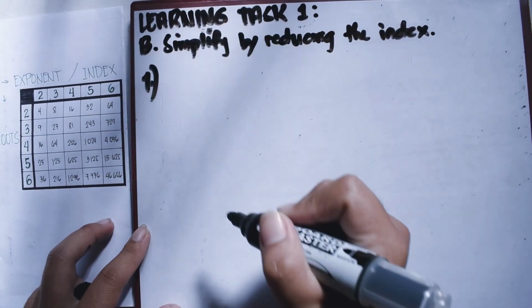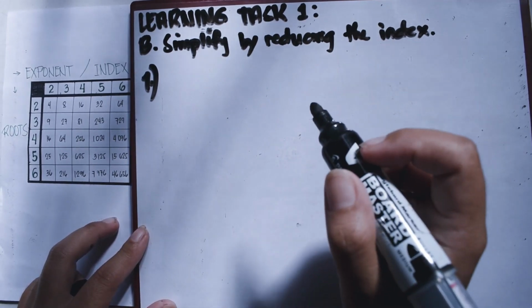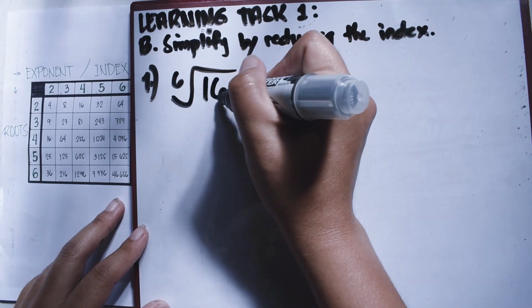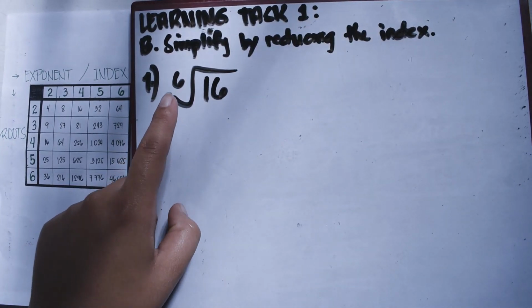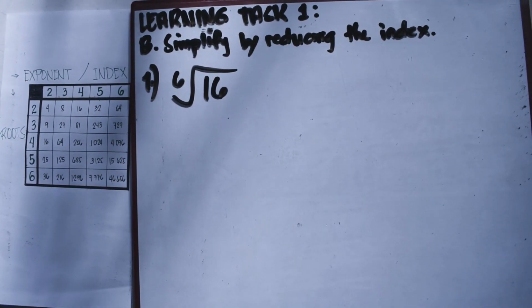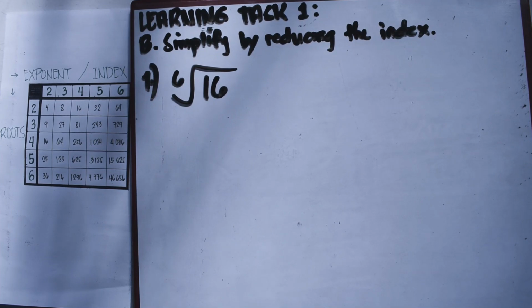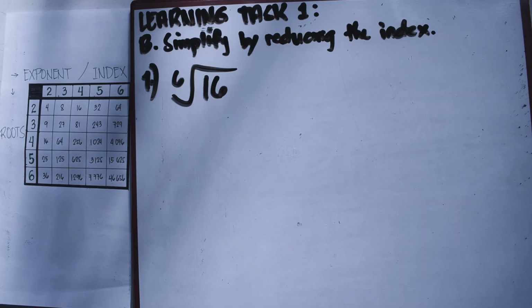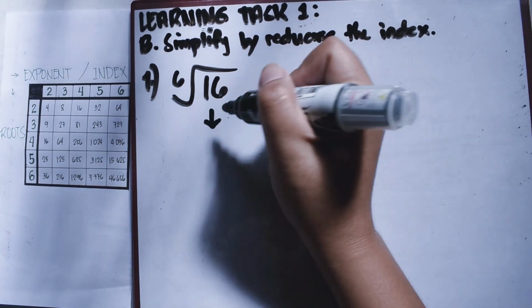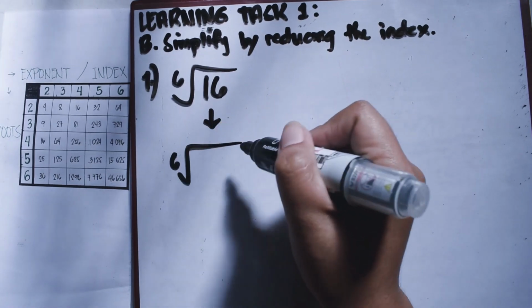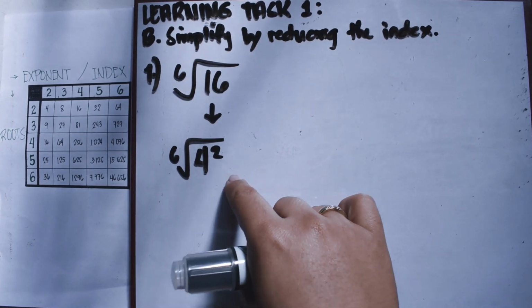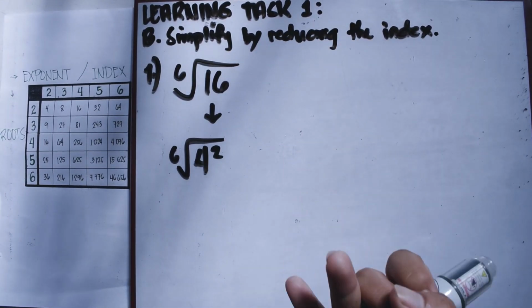So, paano po ba tayo nagsisimplify daw? By nire-reduce daw natin yung index. So, paano po ba pag sinabi nating reducing? Di ba, pag sinabi nating reducing, pinapaliit natin yung index. So, from 6, papaliitin natin yan. Now, paano po natin yan ginagawa? So, simple lang. Yung radicand natin, i-express natin into exponential form para po makapag-reduce tayo. Paano yon? So, yung 16, pwede natin i-express yan as 4 squared. Tama ba ako? Kasi 4 squared naman is 16, tama? Kasi 4 times 4 is 16.